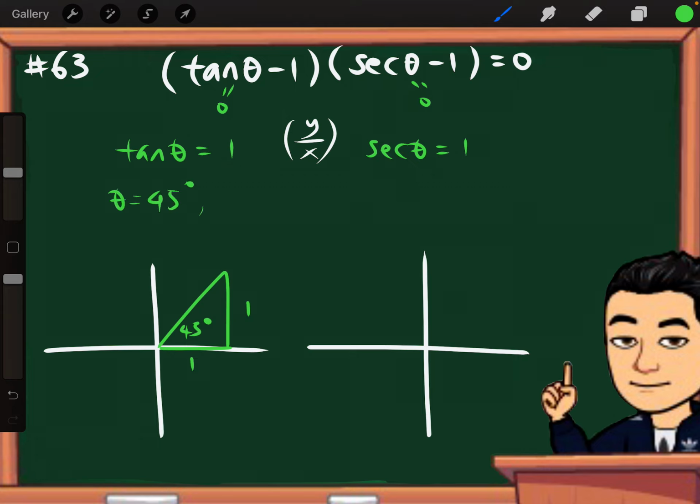There's another one, in quadrant 3. We're going to take that one as well. This is different from 7.1 and 7.2, where we only take one of the two quadrants, but here we're going to be taking all the measures. So we're going to have -1 over -1, which also gives you a ratio of +1. So this one is actually 225 degrees, and 225 is going to be part of my answers.